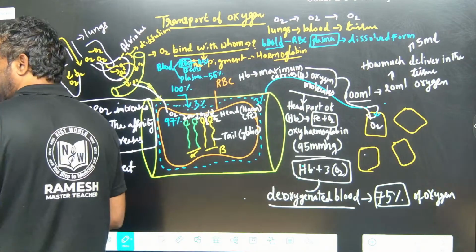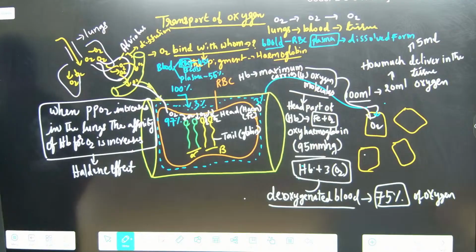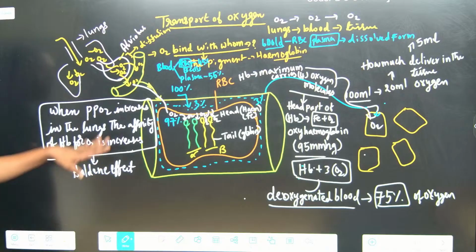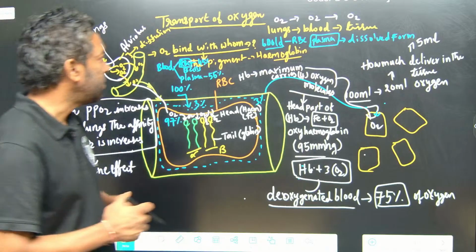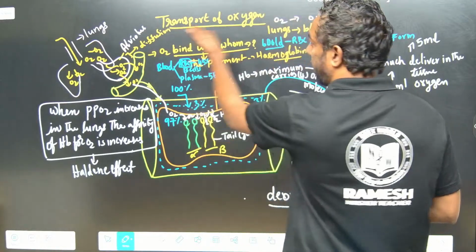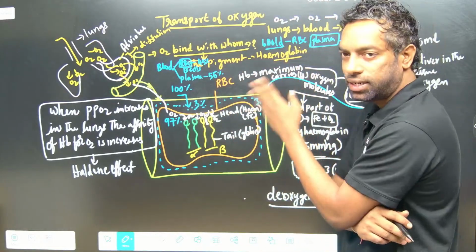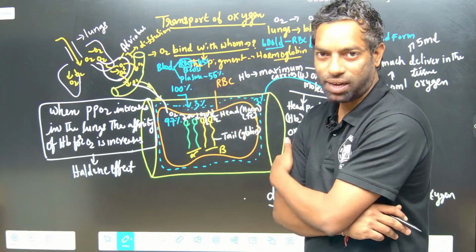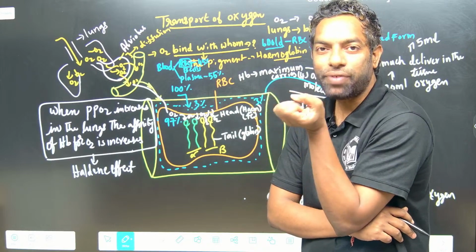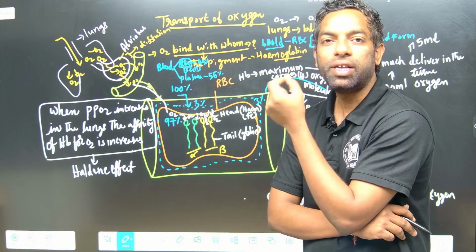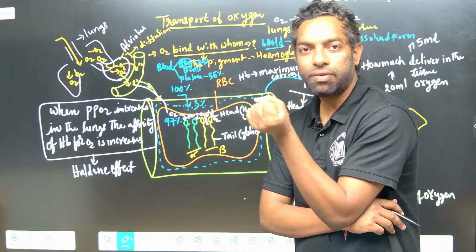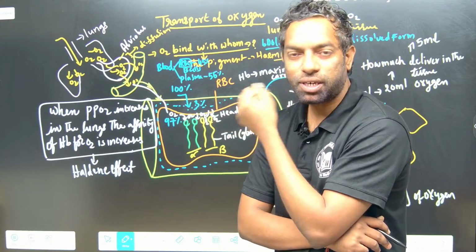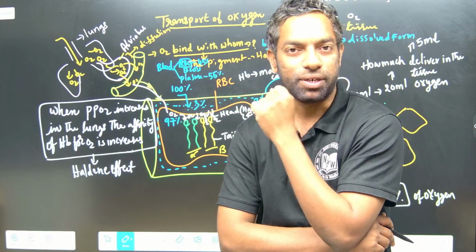Haldane effect. This is the theory we can call the Haldane effect. I hope you guys understand this. Just listen carefully. Transport of oxygen: first, oxygen reaches the lungs. In the lungs, it fills the alveolus. The blood vessel associated with the alveolus captures the oxygen via diffusion.